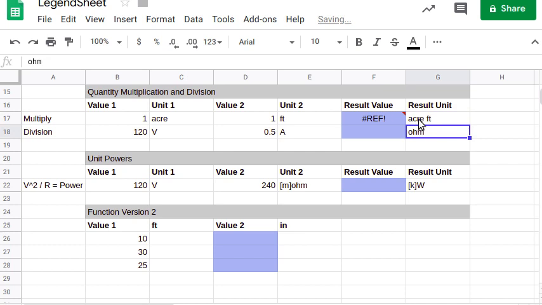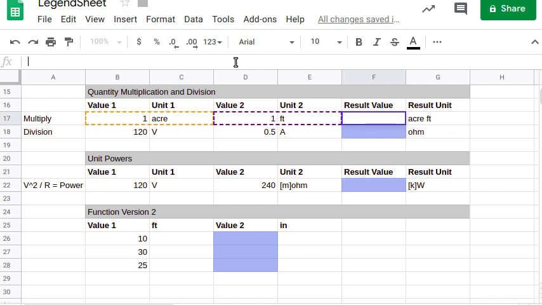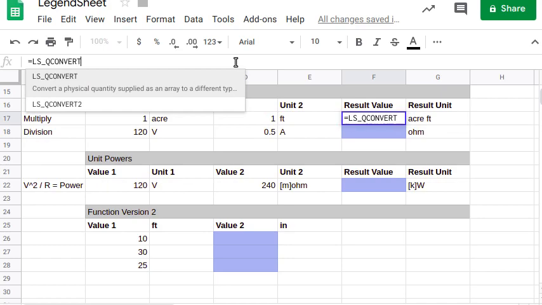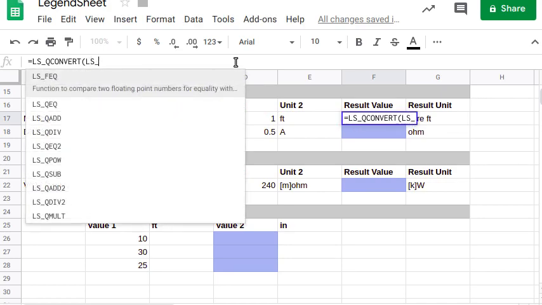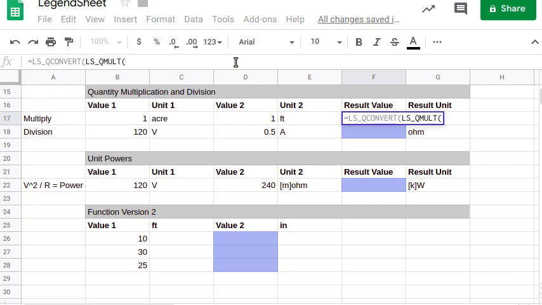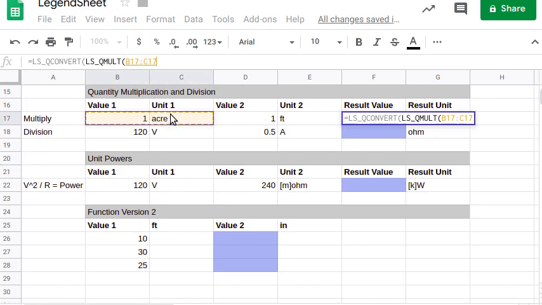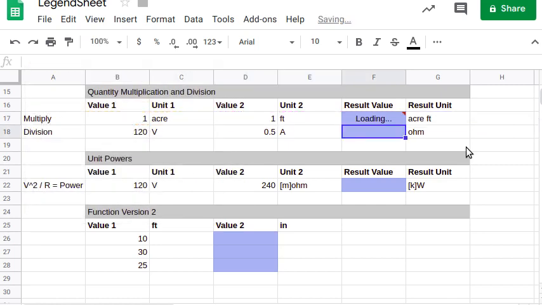And here's one of those compound units I was telling you about earlier in the video. So let's do LSQ convert first, because we want to convert to acre feet. Let's do LSQ mult, because that's what we were doing before. And then, oh, it's not going to let me select. There we go. Mult, and then we're going to put it in, the resultant unit is in G17. So 1 acre times 1 foot is 1 acre foot, which we'd expect.